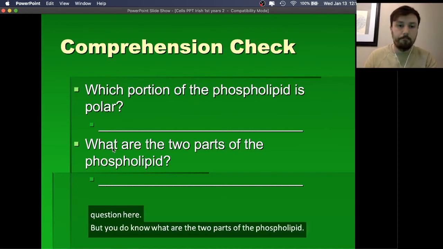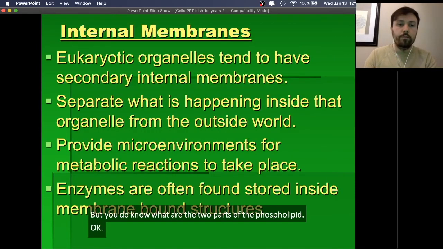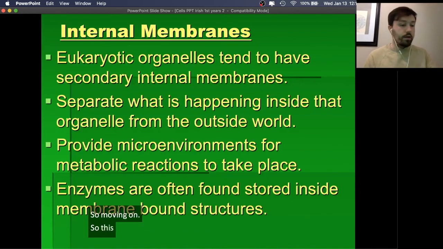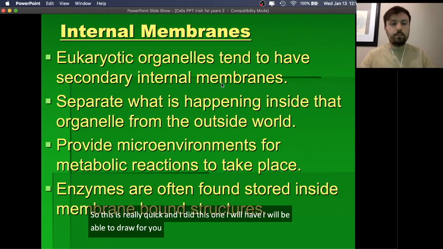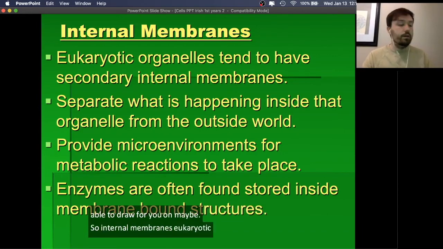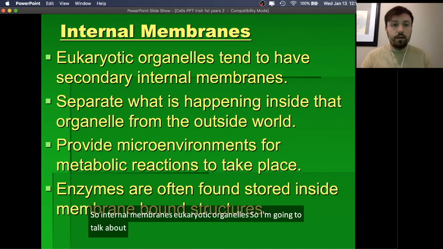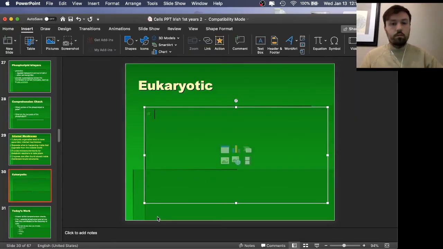Okay? So moving on. This is really quick, and this one I will be able to draw for you. So, internal membranes, eukaryotic organelles. I'm going to talk about two things here. Eukaryotic is a term we need to know. We have two different kinds of cells, but we're going to focus on this one for now, called eukaryotic. Eukaryotic cells are any cells that have organelles.